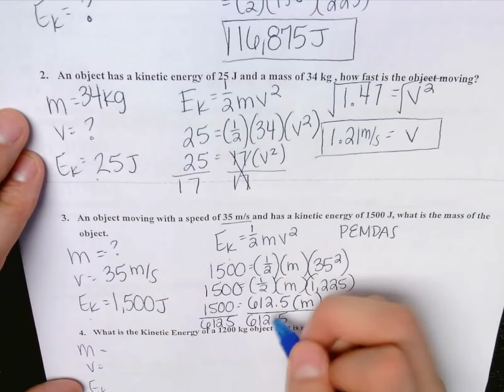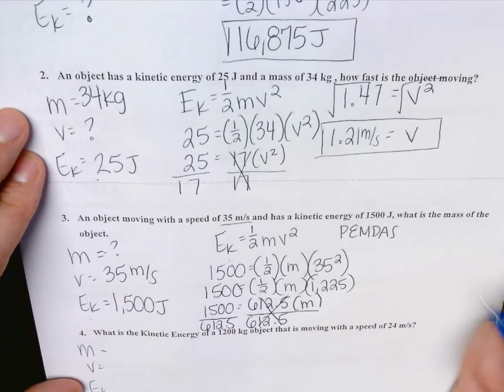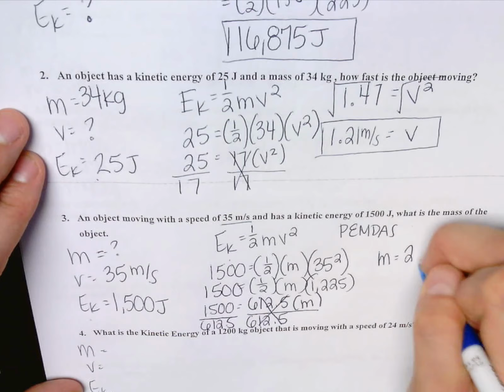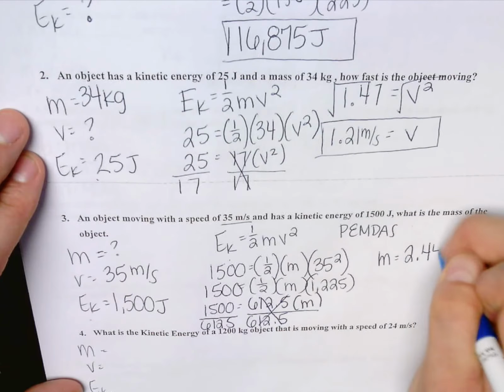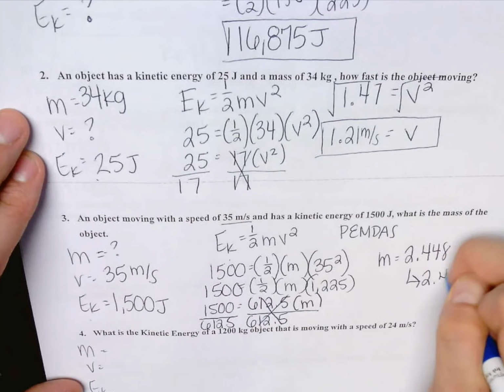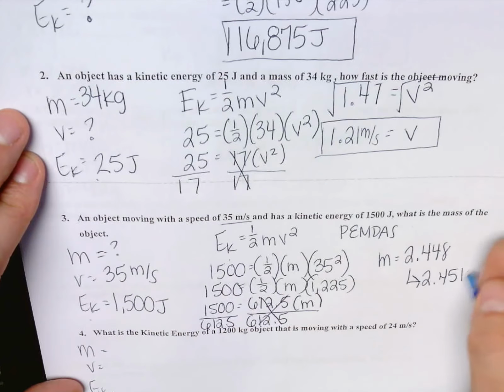Anything divided by itself gives it a 1, so we're just multiplying 1m, so we can cancel those out. And we are left with m is equal to 2.448, but rounded, we get 2.45 what unit? kg. Kilograms.